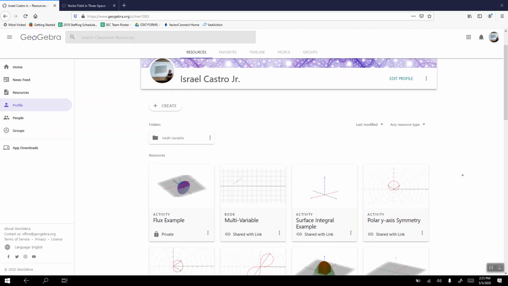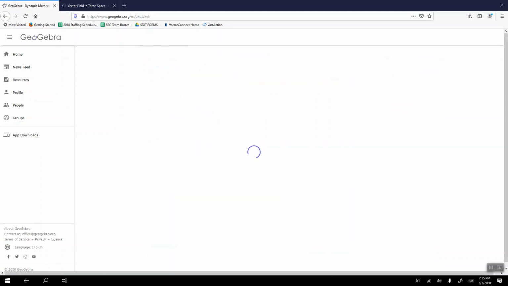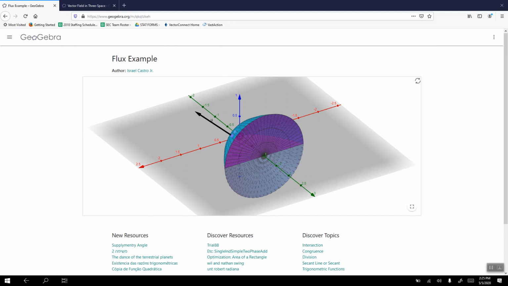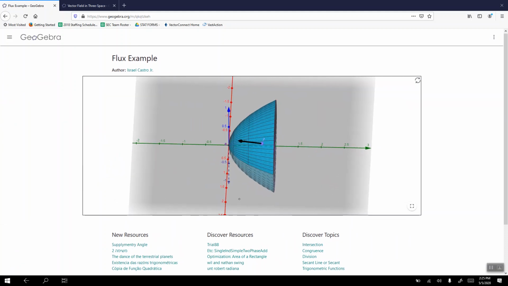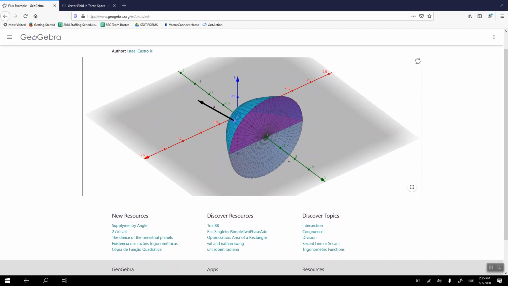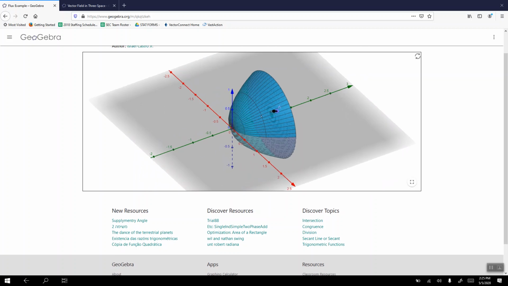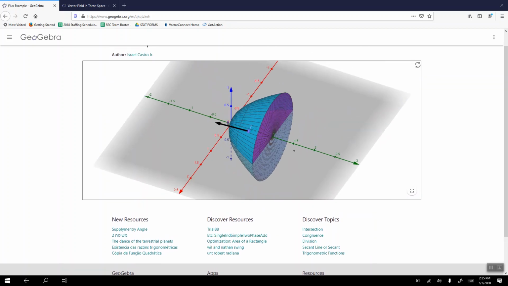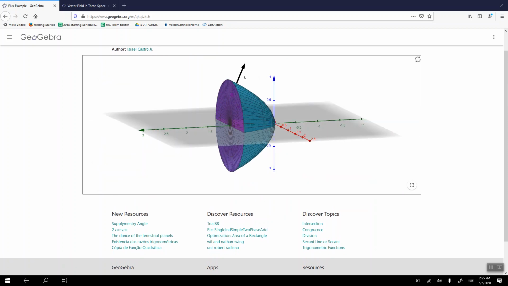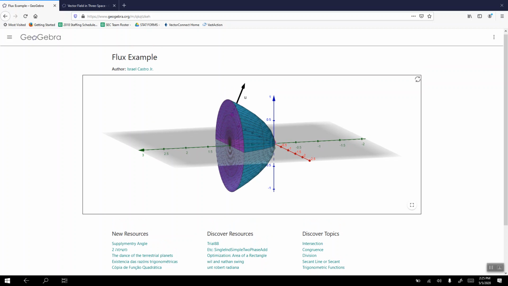Alright, so here we are, we're on my GeoGebra account, and I'm going to go over here to my flux example. So on this flux example is where I've created this surface here, and that surface again looks like that surface that I was trying to portray there, where we have this paraboloid here. That paraboloid's opening along the y-axis, and then we also have this disc that is bounding that paraboloid towards the end, towards that opening.